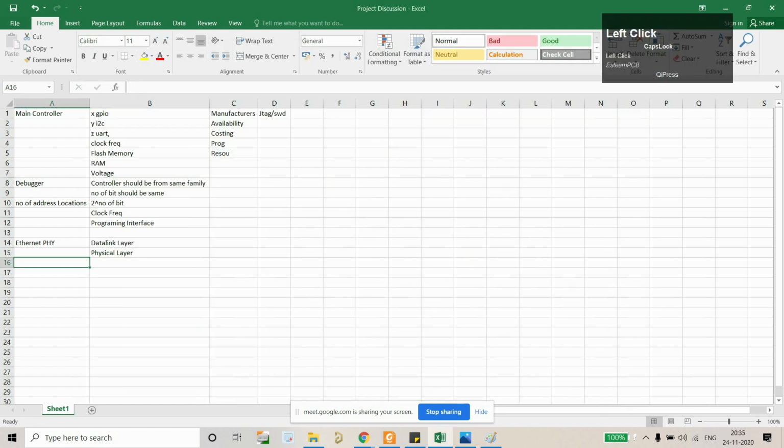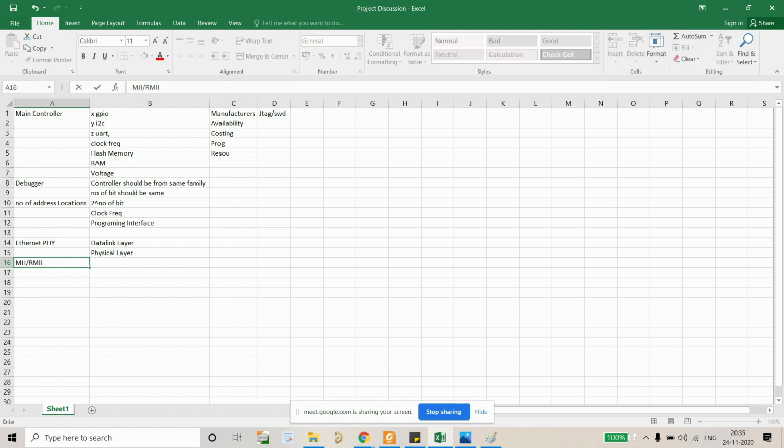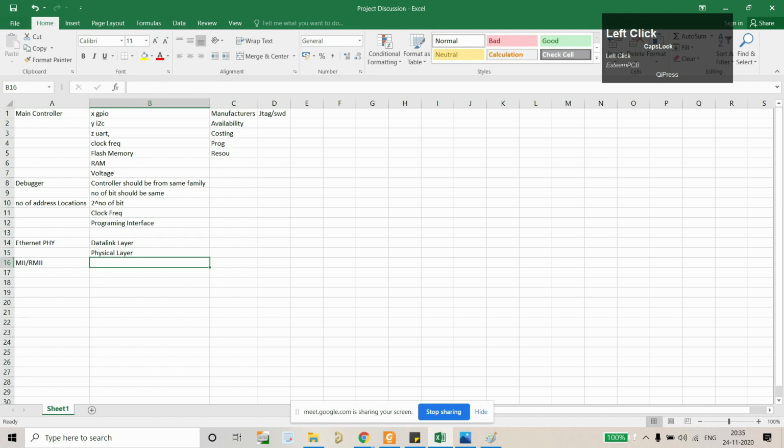So again, we'll see under the Ethernet, we have one more term, MII and RMII. Using that, it is communicating with our main controller, right? So again, if we talk about the full form, it is media independent interface. Okay, so as its name suggests, it is media independent interface, right?